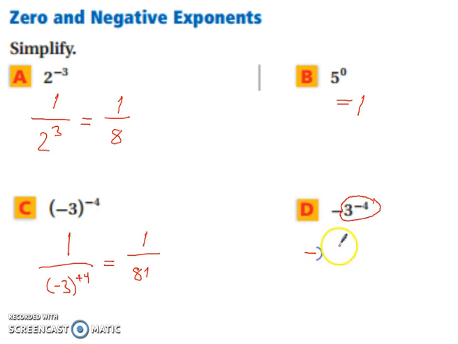So we have negative, and then it's 1 over 3 to the positive 4 now. So your negative still stays out in front, and we talked about it here. So 3 to the 4th is 81. So we have negative 1 over 81. Sorry about that, I kind of drew my fraction over my negative sign there. There we go.